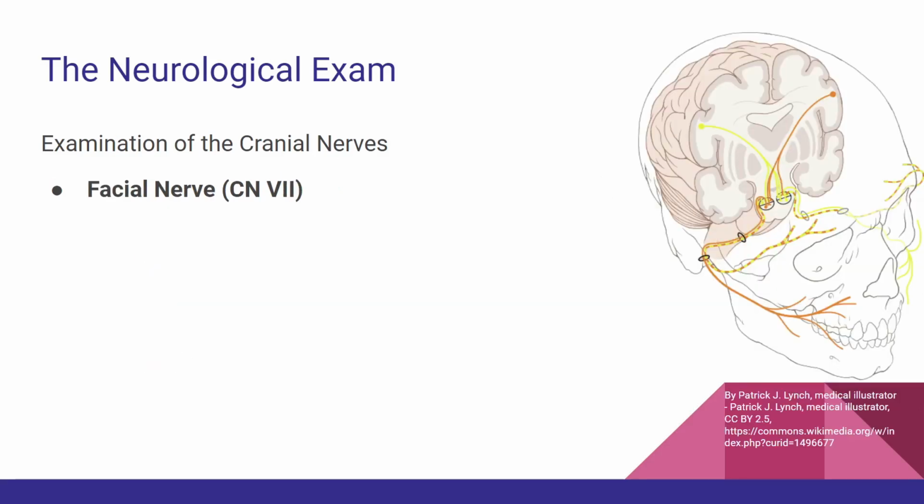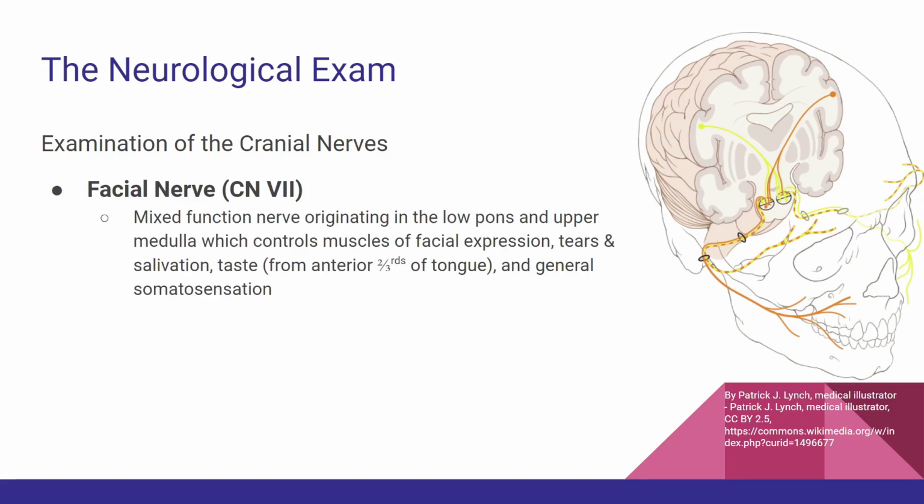The next cranial nerve we'll discuss is the facial nerve, or cranial nerve 7. And this is another mixed function nerve that originates in the lower pons and upper medulla, and this controls the facial muscles we use to make expressions, tears, salivation, and taste from the anterior 2/3 of the tongue, as well as just general somatosensation in the face.